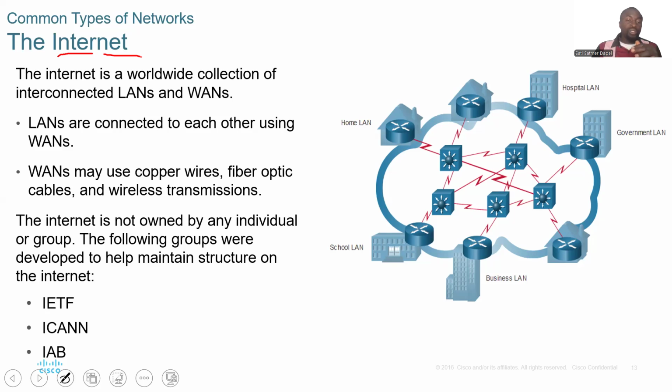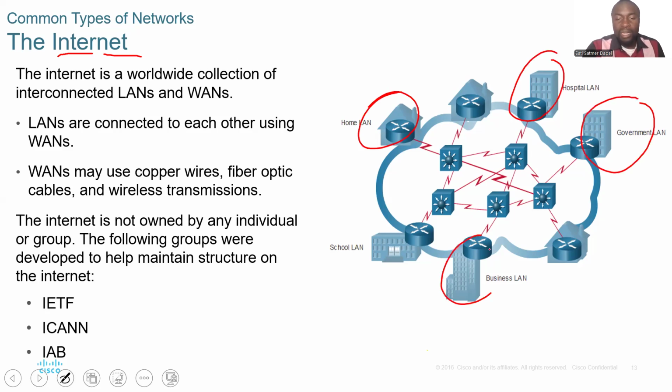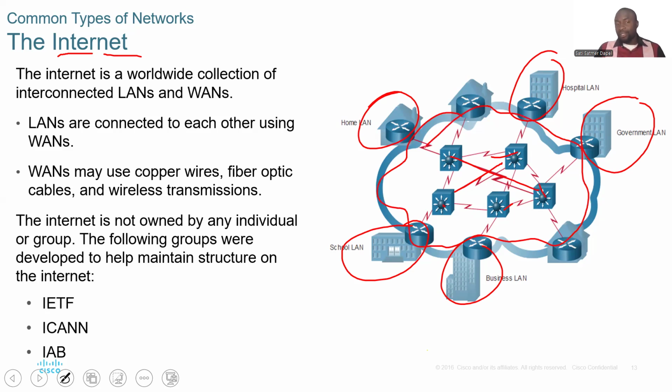The following groups develop and maintain structure on the internet. So you see this is a home LAN, this is a hospital LAN, this is a government LAN, this is a business LAN, this is a school LAN, and so on and so forth. But you see that they are connected together amongst themselves. This interconnection is what we call the internet. It's not like one person owns the internet. No single person owns the internet. It is like everybody is a shareholder.